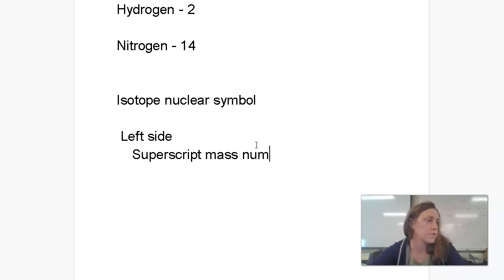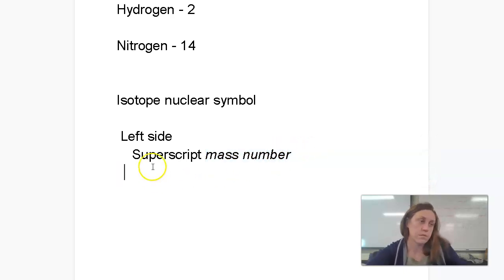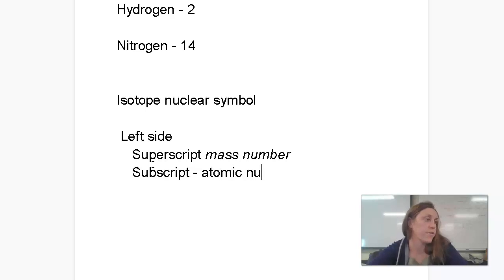Again, if you do not know what the mass number is, this isn't the video for that. Okay. Subscript. This is the atomic number. Now, if you do not know what the atomic number is, this again is not the video for it. All right, that's on the periodic table. Okay, so you'll need to go back and look. And then this is where it gets kind of tricky, where I'm going to have to write it, and I apologize.